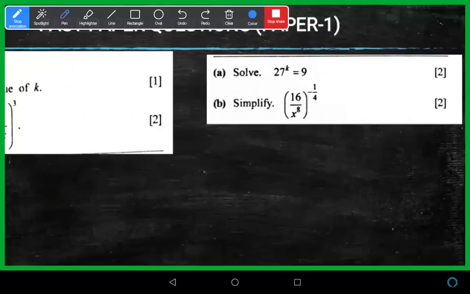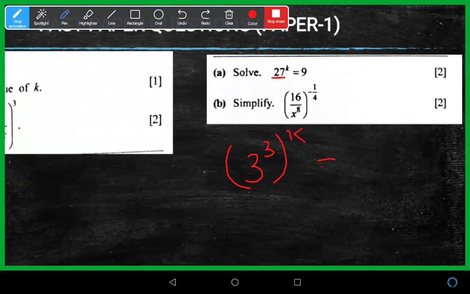Now, a very important question. We have to find k again. And we have to make both side bases the same. Okay. We have 27 and we have 9. I cannot make 9 into 27 or 27 into 9. So how can I make both the bases the same? Very simple logic. We know that 3 raised to the power 3 is equal to 27, and 3 square is equal to 9. So my main motive is to make both bases the same.